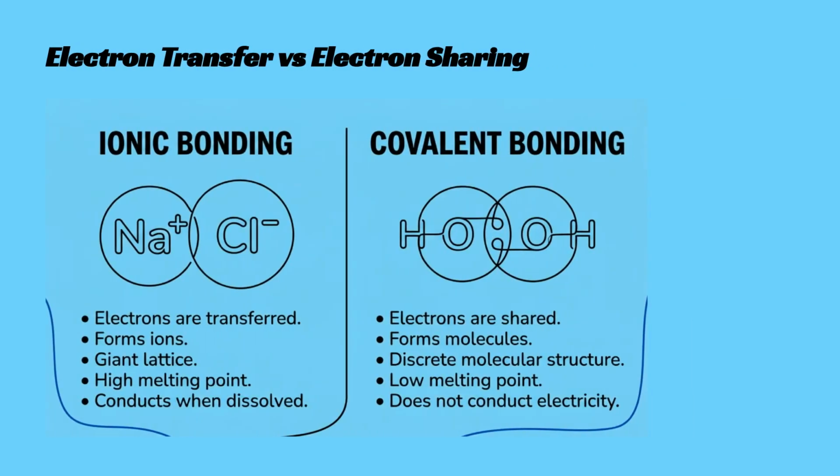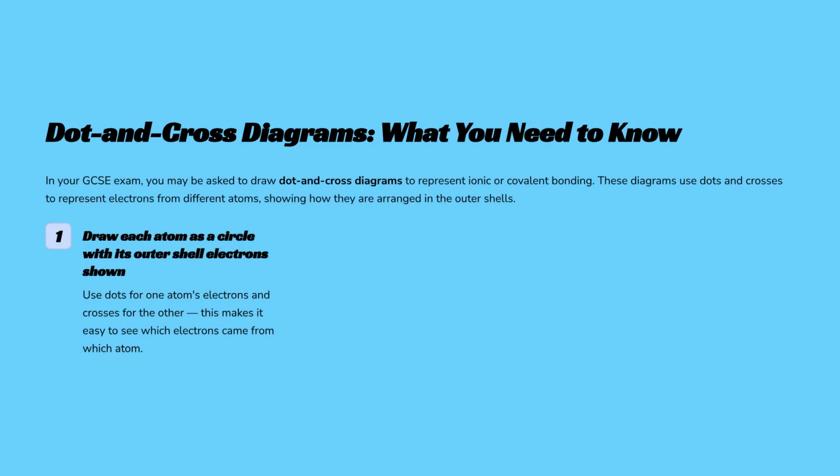This diagram visually summarizes the fundamental difference. Ionic bonding involves electron transfer to create ions that attract, while covalent bonding involves electron sharing to form a molecule where outer shells overlap. For dot and cross diagrams, use dots and crosses to show electrons from different atoms.